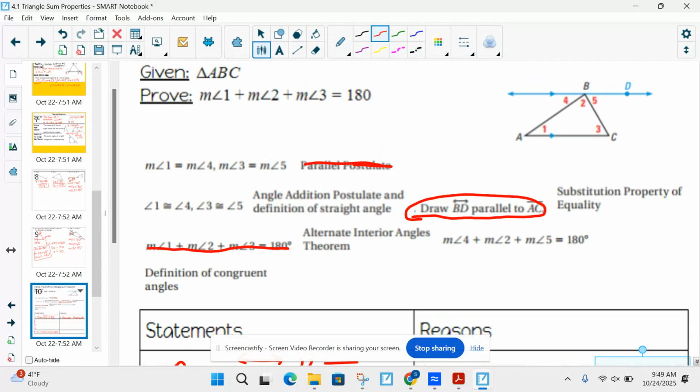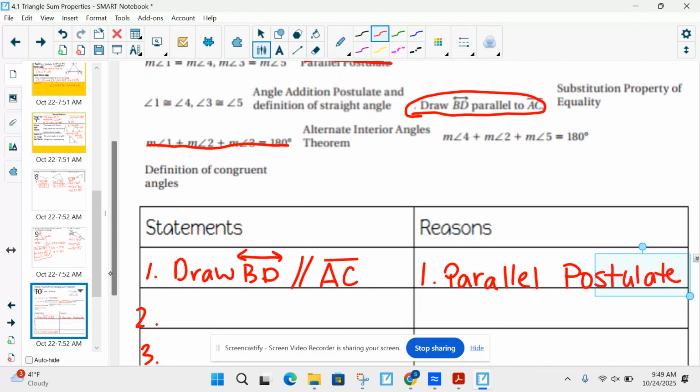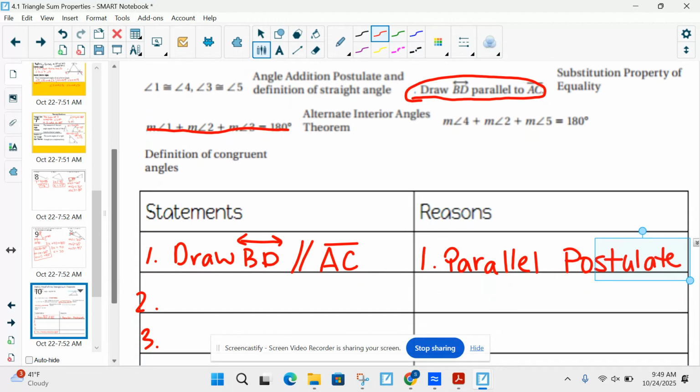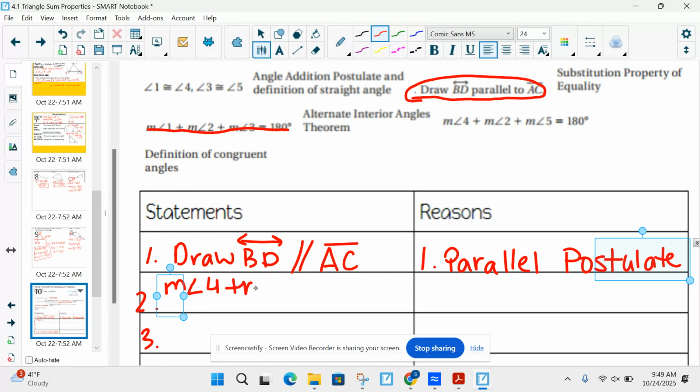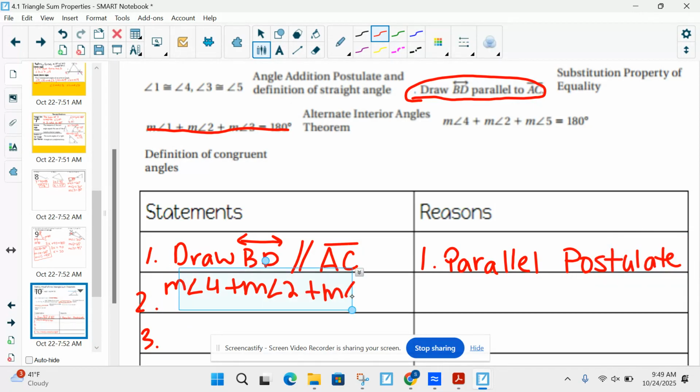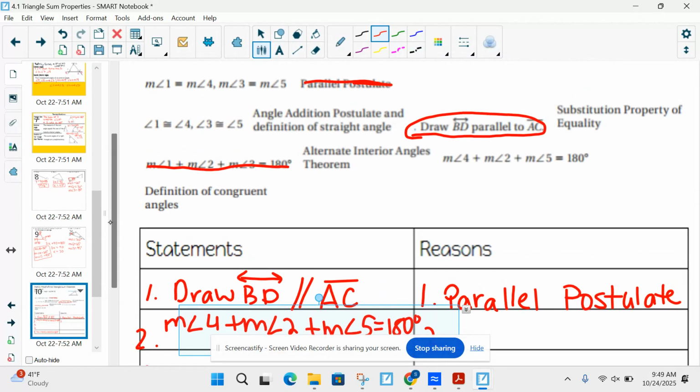Arian? Wait, you did the 4 plus 2 plus 5? That's okay. Yeah, we could say that next. We could say it out of order. There's different orders that you can write what's next. So the measure of angle 4 plus the measure of angle 2 plus the measure of angle 5 equals 180. And what's the reason? Arian? Do you see which one goes with the reason?